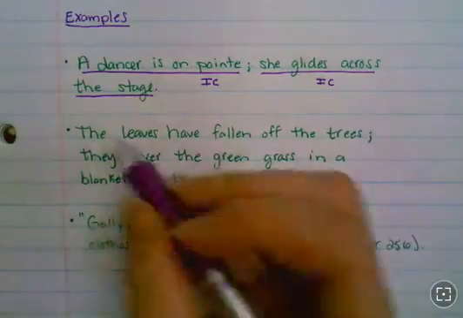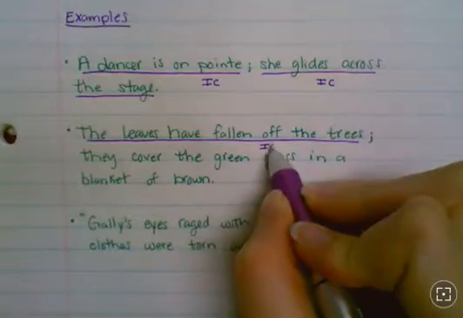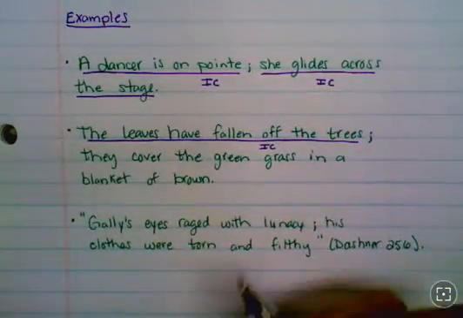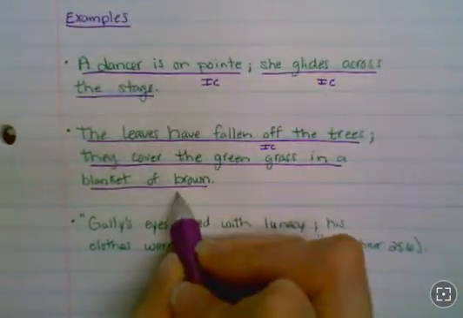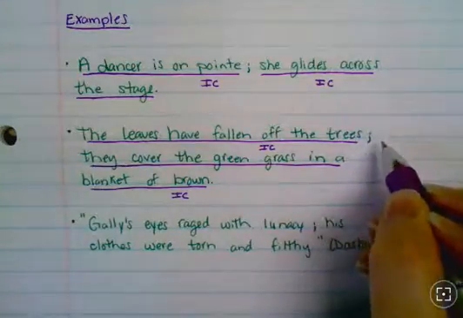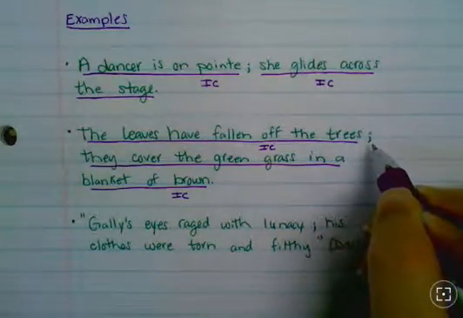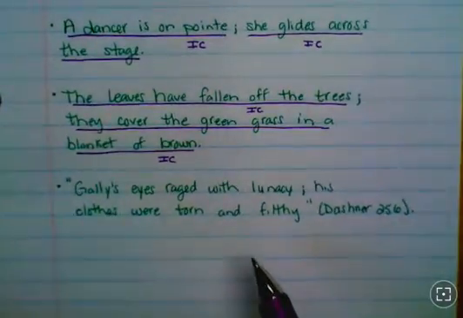The leaves have fallen off the trees, independent clause; they cover the green grass in a blanket of brown, independent clause. Once again, you'll see they are joined by a semicolon. Remember, a semicolon is that little comma with a period on top. This is a professional example.